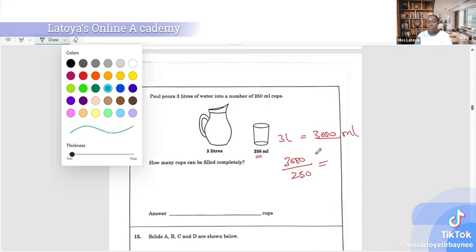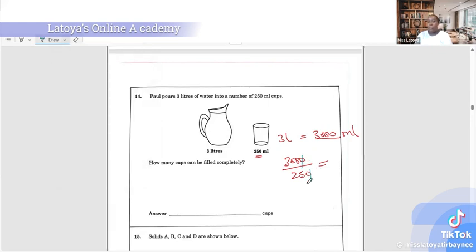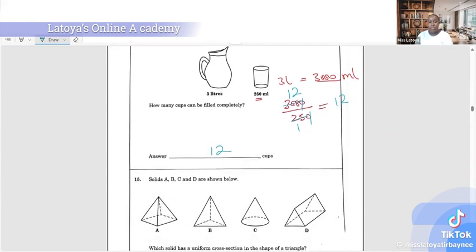Or you can simply reduce. 25 and a 25 is 1. If 25 can go into 100 4 times, then 25 can go into 300 12 times. So we are going to get 12 cups.